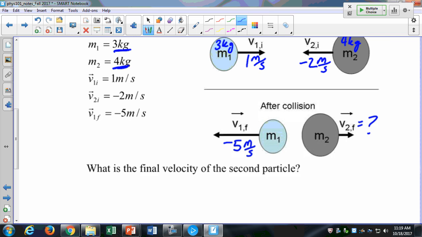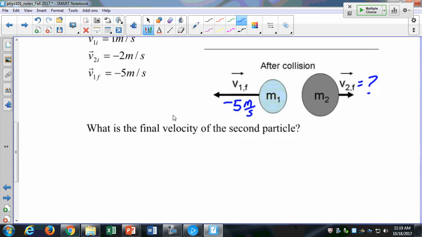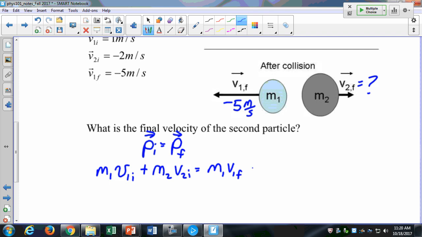So what I do is I begin with my conservation of momentum. I say that Pi is equal to Pf. That is M1 V1 initial plus M2 V2 initial is equal to M1 V1 final plus M2 V2 final. All right, that is the conservation of momentum all written out. And as we have two particles for each initial and final, that's why I have a term here and I have a term here.